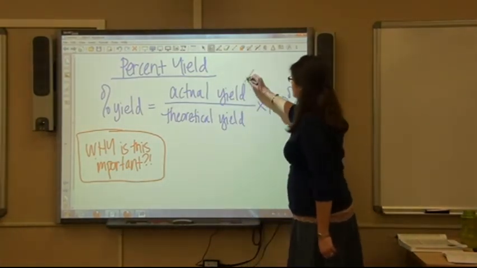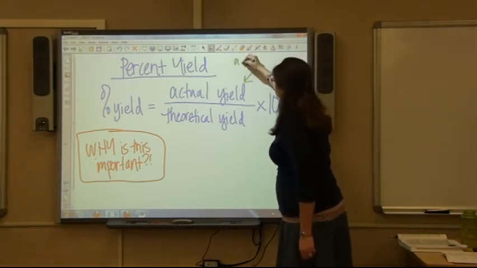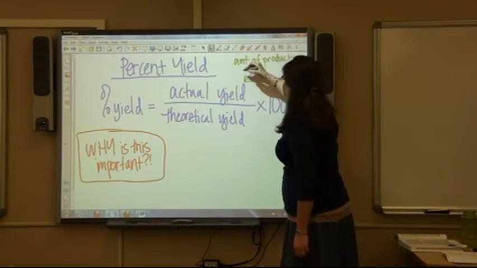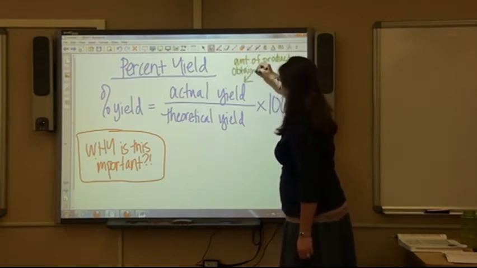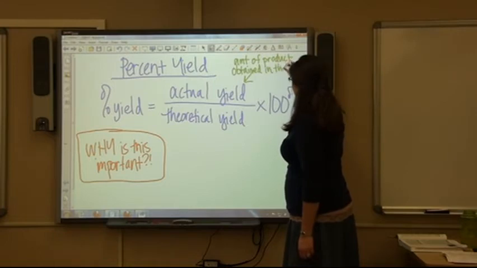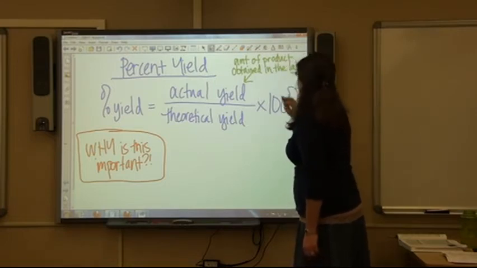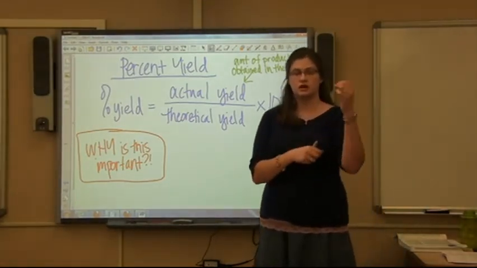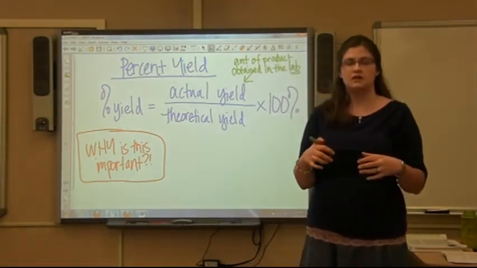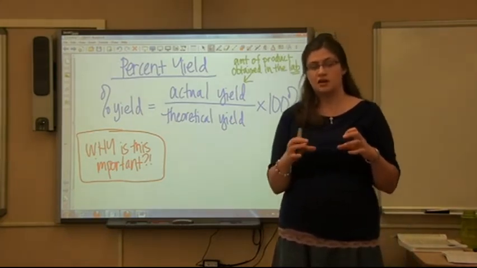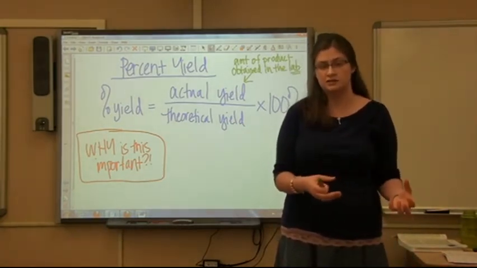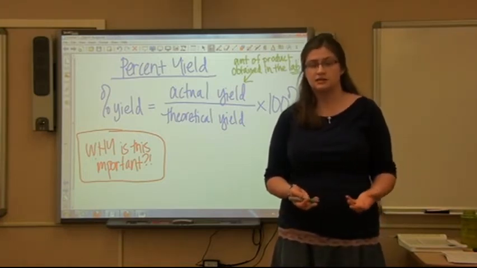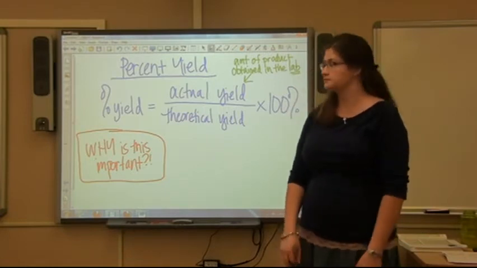The actual yield, in other words, is the amount of product obtained in the lab. So if I were to carry out my former example, if I were to add methane gas and carbon monoxide gas to yield acetic acid, whatever amount I was actually able to measure and collect in the lab would be my actual yield.